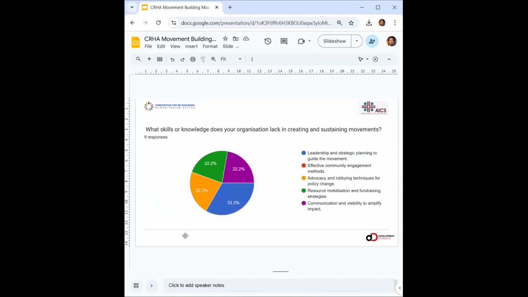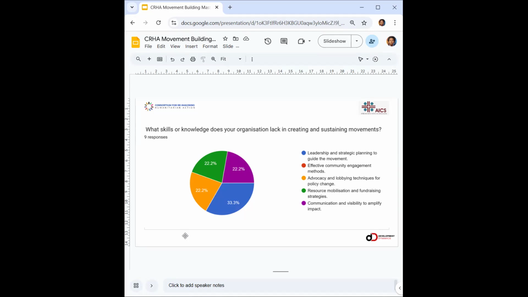Then we asked around the skills and knowledge that we might be lacking, especially as organizations, when it comes to creating and sustaining movements. And here we're seeing that it's again almost a similar comparison or a similar divide, especially around advocacy and lobbying, resource mobilization, and communication and visibility. And the reason earlier on I was saying that we have the strategies is that this aspect of effective community engagement methods was not really picked on, in that we are already communicating and reaching out and having some conversations with our communities, but we need to amplify how that is happening.